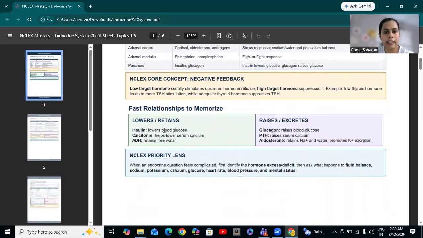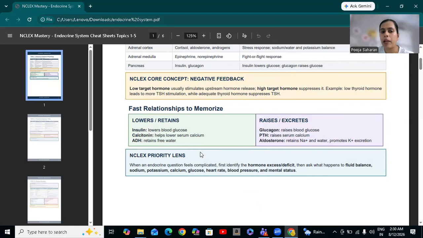So this is basically some fast relationships I have shown to memorize. Insulin lowers the blood glucose, calcitonin lowers the serum calcium, ADH retains free water, glucagon raises blood glucose, PTH raises serum calcium, aldosterone retains sodium and water and excretes potassium.